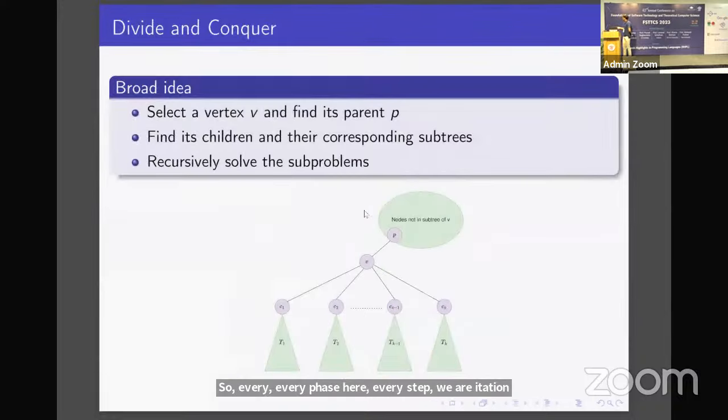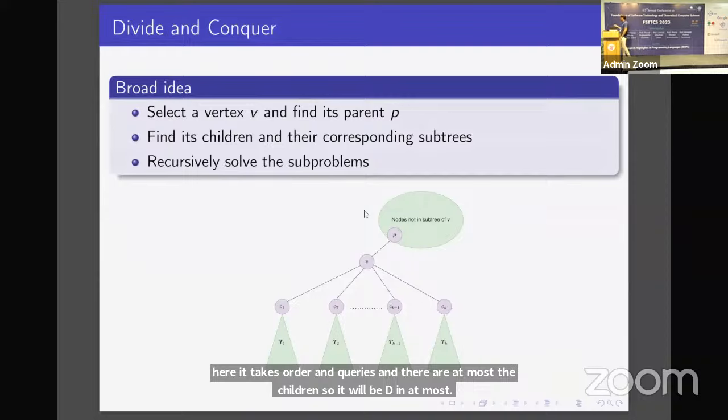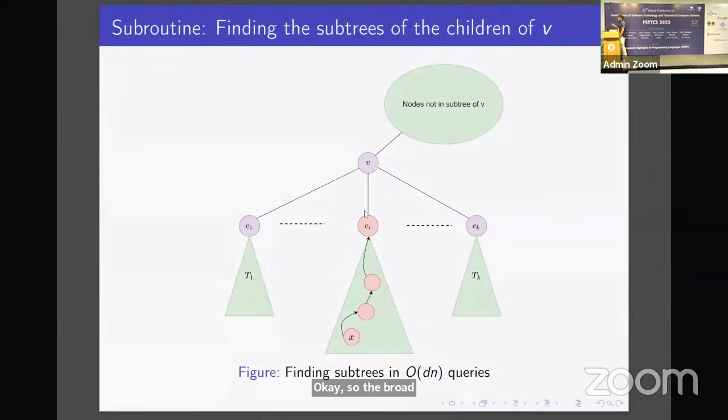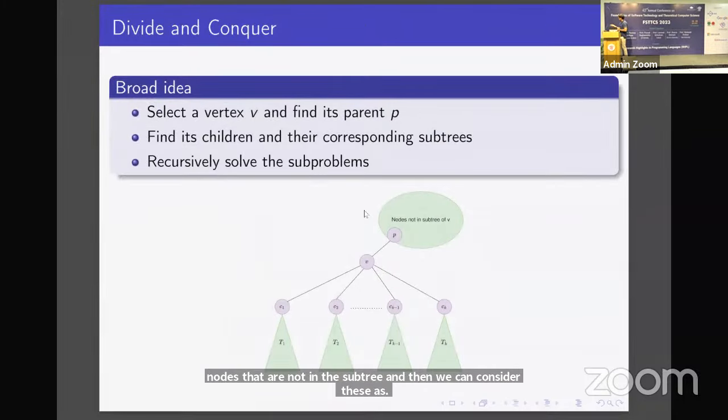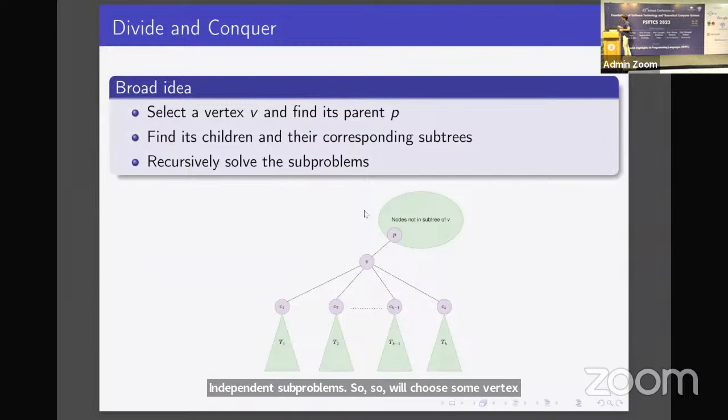Okay. So the broad idea is that we are going to choose some vertex v, and then we are going to find all these subtrees and all the nodes that are not in the subtree, and we can consider these as independent subproblems. So we'll choose some vertex v, we'll find all the subtrees of the children, and we'll find the nodes that are not in the subtree, and we'll also find the parent.